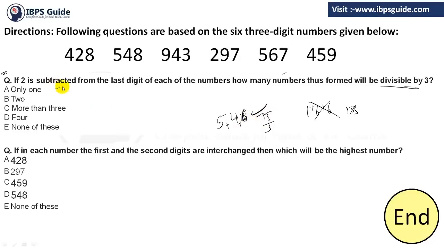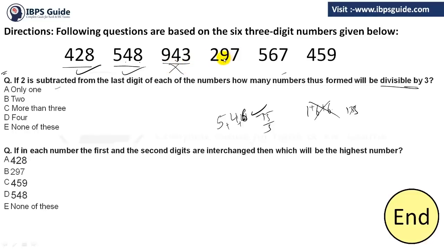So now see what we have to do. We have to just subtract 2 from the last digit. And how do you find out whether it is divisible by 3 or not? By adding the digits. 4 plus 2, 6. Then it will become 6. 6 and 6, 12. Yes, it is divisible. 5 plus 4, 9. 9 plus 6, 15. Again divisible. 9 plus 4, 13. And plus 1, that is 14.